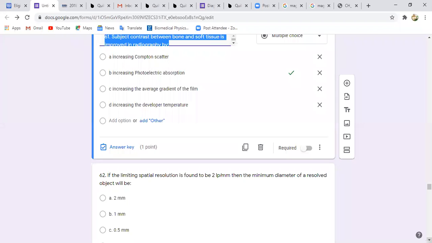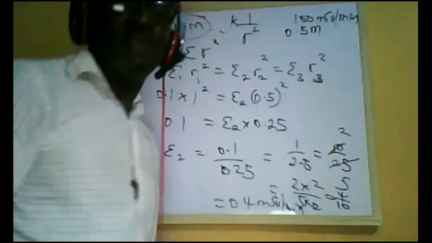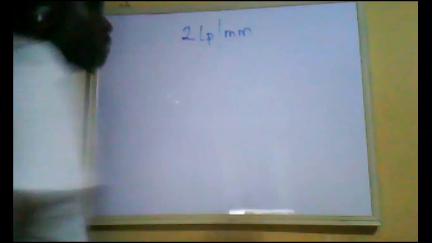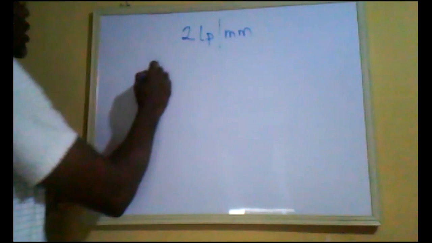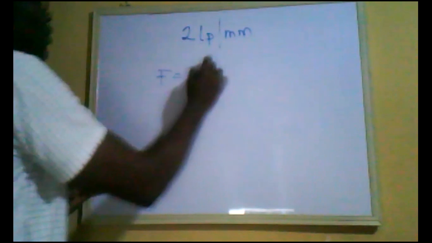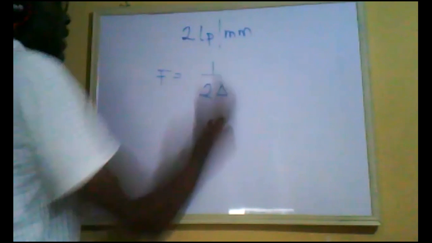So for this, it is 2 line pairs per millimeter. So let's use the board. 2 line pairs per millimeter. And we know from our notes that spatial frequency is 1 over 2 delta.